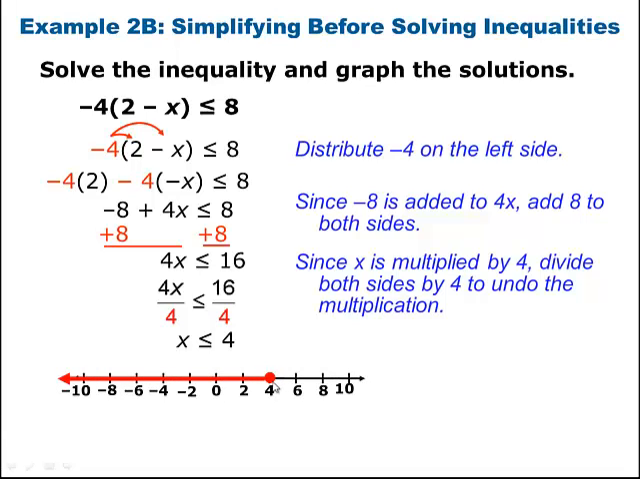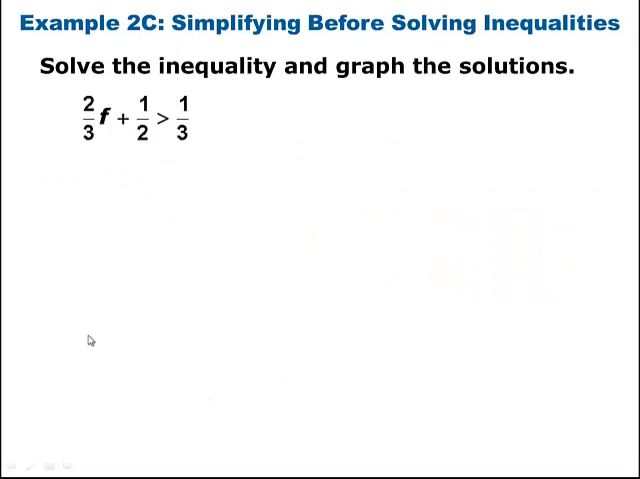Close circle at the 4 because of the equal sign that's included in our less than sign. And shade the numbers that are less than 4. We had quite a bit of problem with these when we worked with them earlier. So please write this down and pay attention.